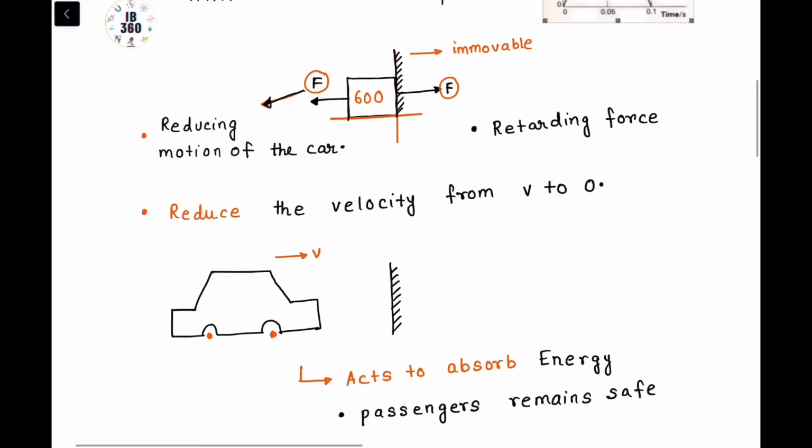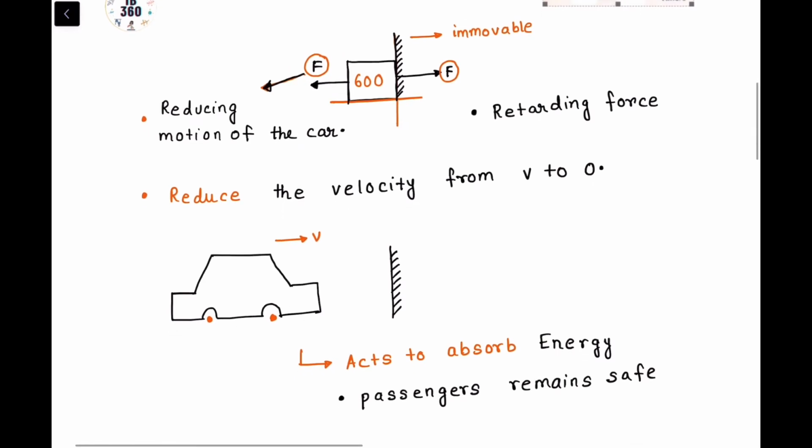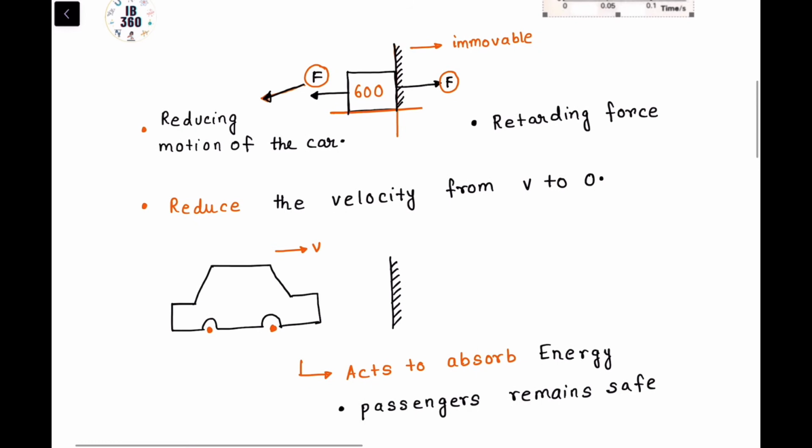So on collision, you know that the car will not move again. The retarding force F will reduce the velocity of the car from v to 0.